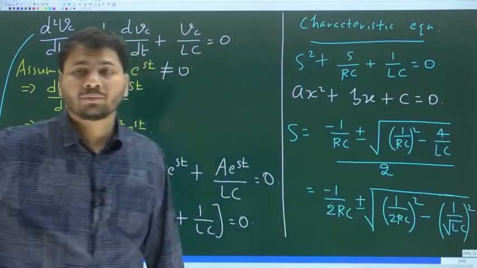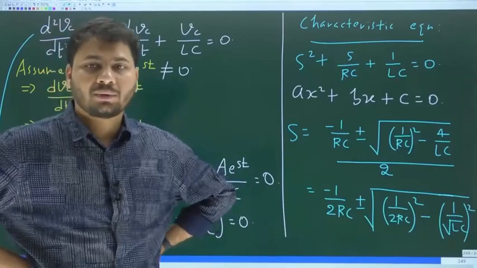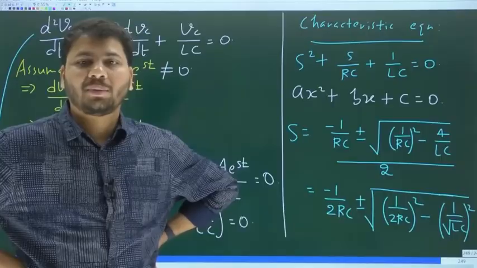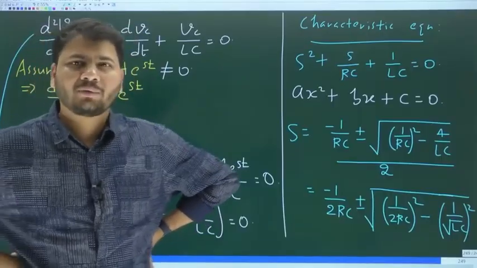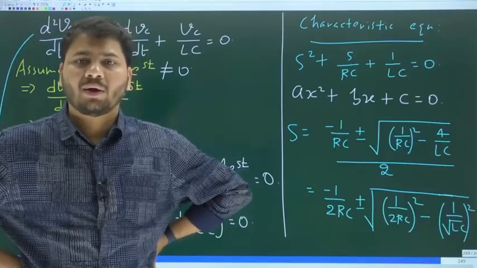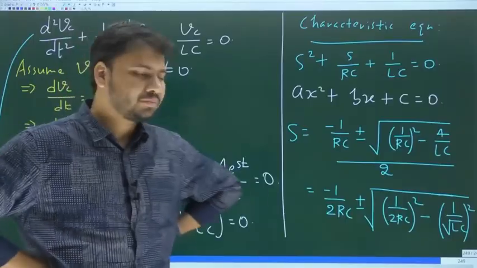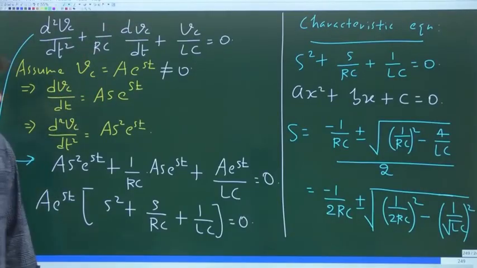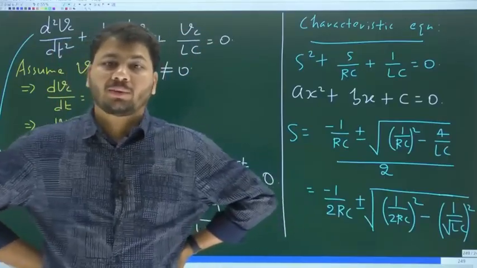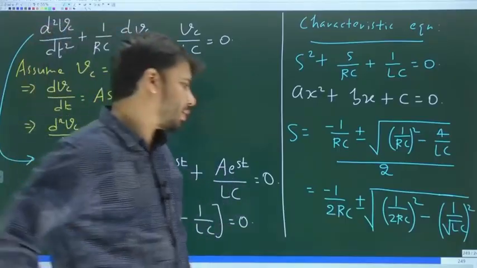That's all. These are the 2 roots of our characteristic equation. Please copy this down, all of you. Minus 1 by 2 RC plus or minus square root of 1 by 2 RC whole square minus 1 by root LC squared. You understood? Yes. Minus 1 by 2 RC plus or minus square root of 1 by 2 RC squared minus 1 by root LC squared. Okay.